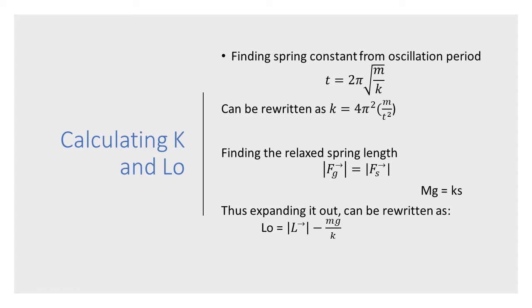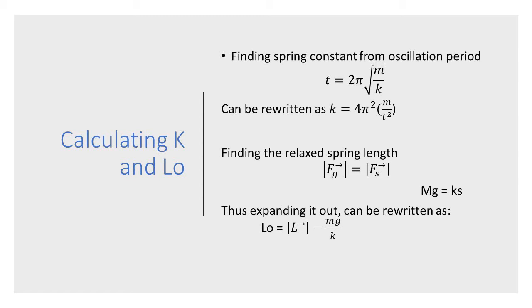Using Tracker, we're calculating K and L naught, where K stands for the spring constant and L naught stands for the relaxed spring length. We know the formula T equals 2 pi root m by K, which can be rewritten as K equals 4 pi squared m by T squared. So if we find the mass and the time, we can find K.